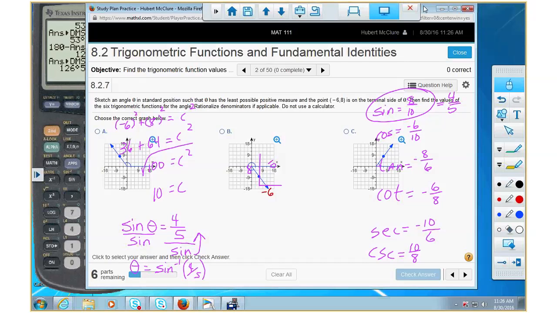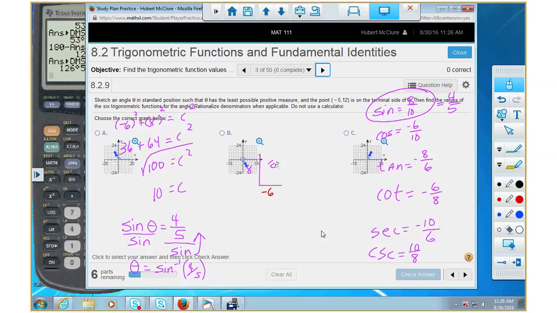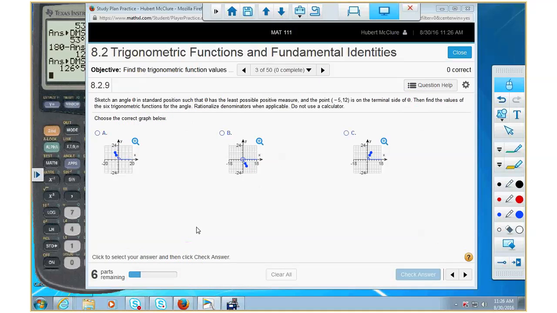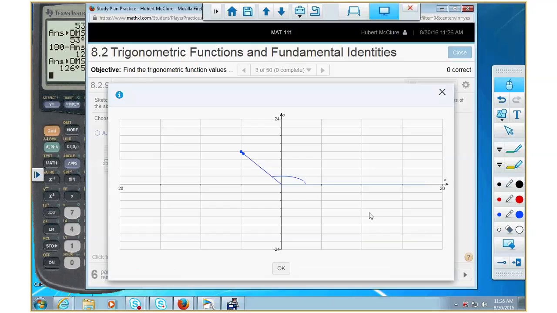What the heck does he want? Do the next one. Well, just hold on a minute. There, is that it? Yeah, it is. Definitely right there. So -5, +12, that's going to be right here. Find that angle.